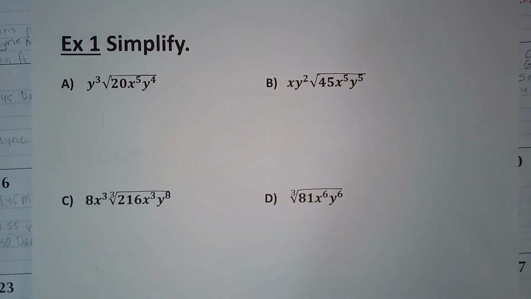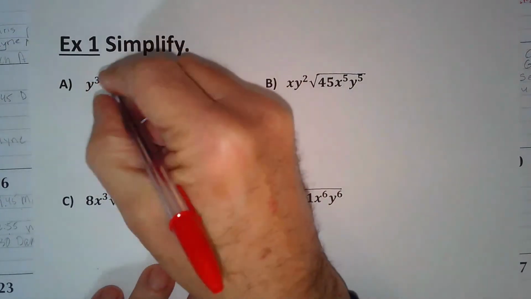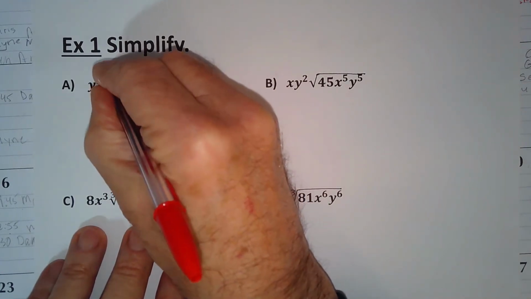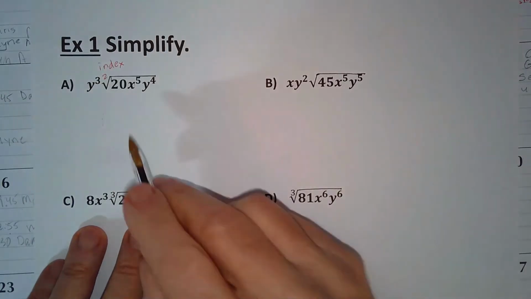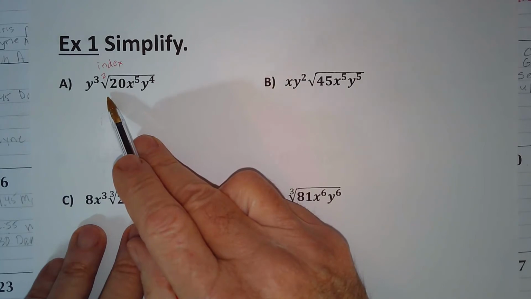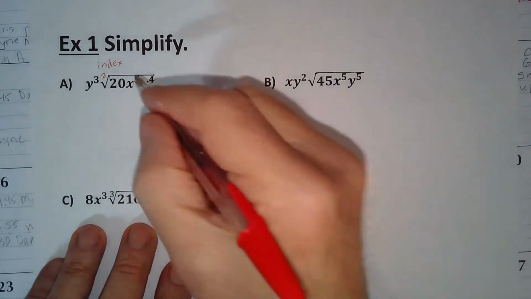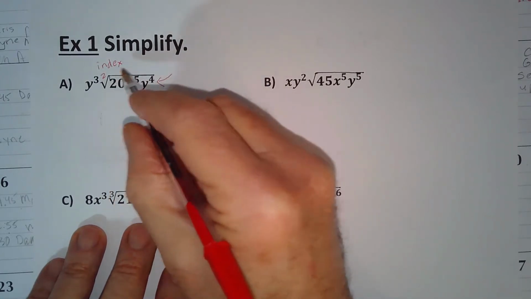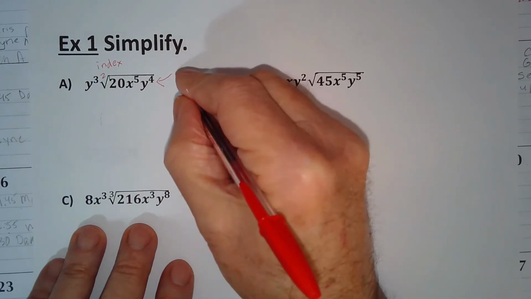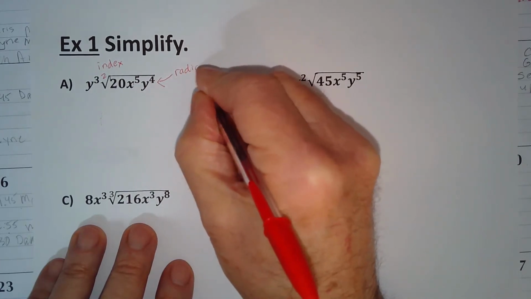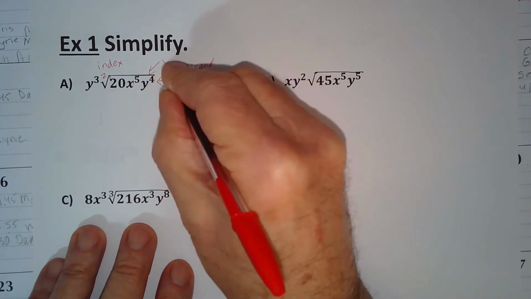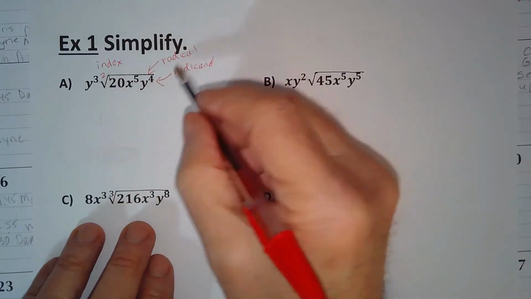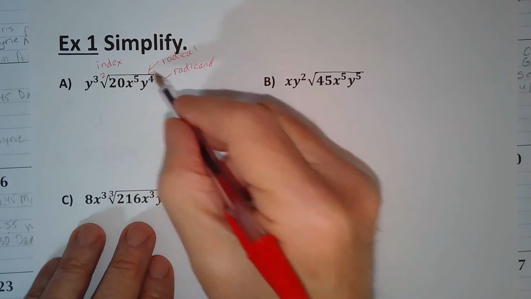Looking at this first problem, we notice that we have nothing in the little crook here, so that means we have an implied index of 2. Again, remember that, and if you aren't sure, put it in. Okay? All right. So this number under the radical sign, we call that the radicand. This sign is called the radical sign. And this is the radicand. The whole thing is actually called the radical, and this is the radical sign itself.